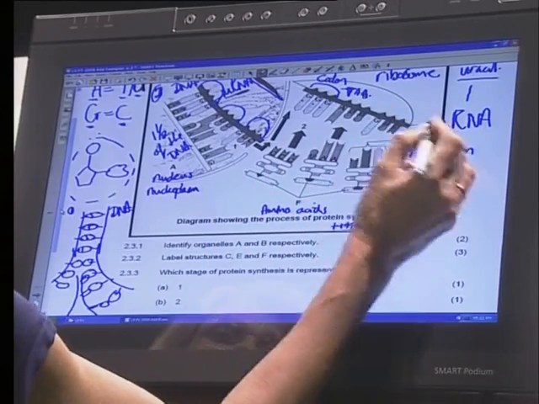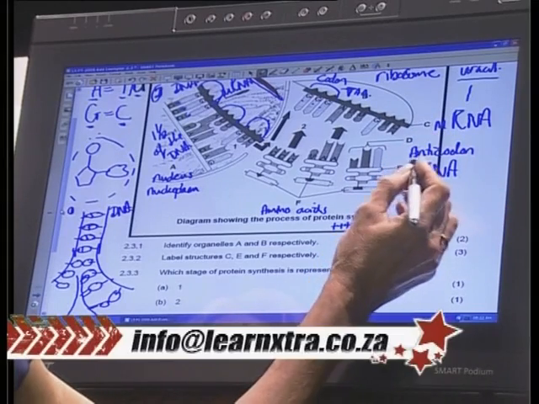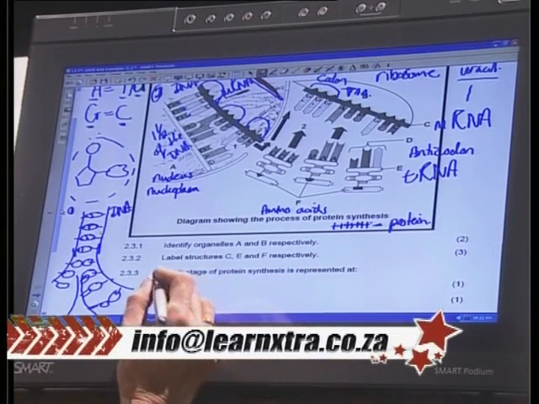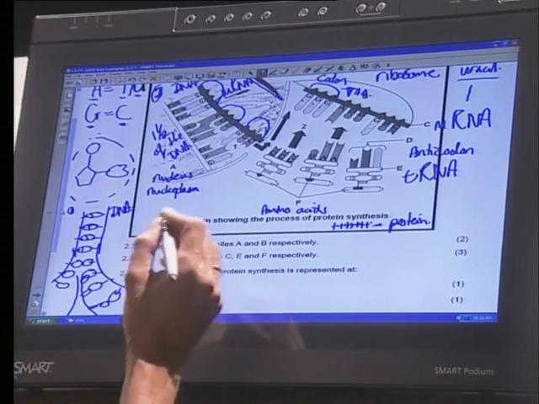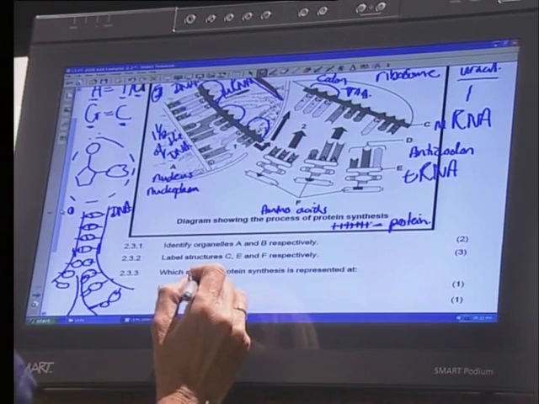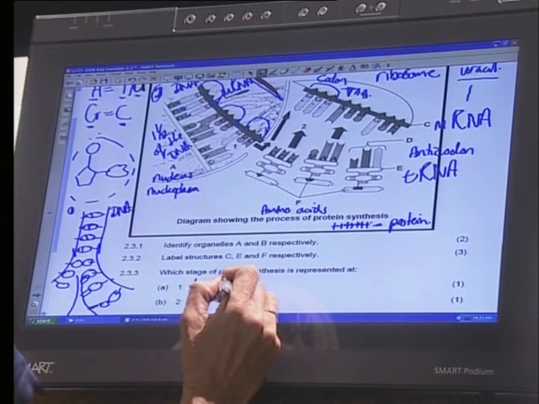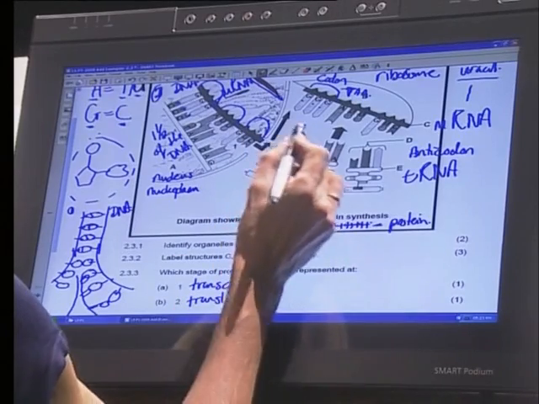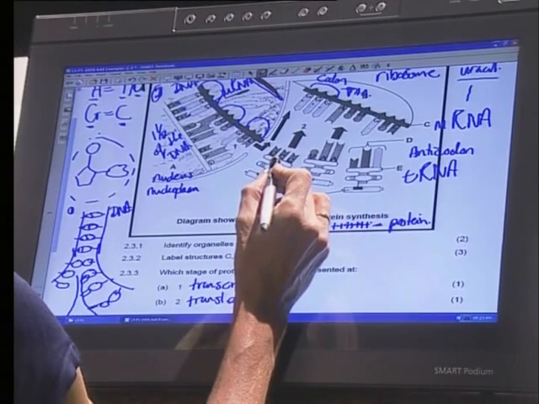Label structure C, E, and F. We've done that. We've said C was your messenger RNA. E is your transfer RNA. And F is going to be the amino acids, all right? Which stage of protein synthesis is represented at 1? 1 here is going to be transcription. And I've already explained transcription to you. But 2 is going to be translation. Now, what do you think translation is? Look at it. Isn't it taking what's been transcribed?